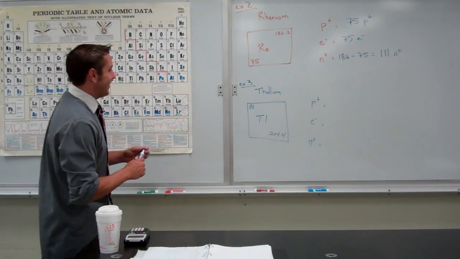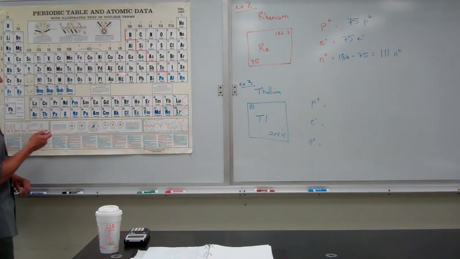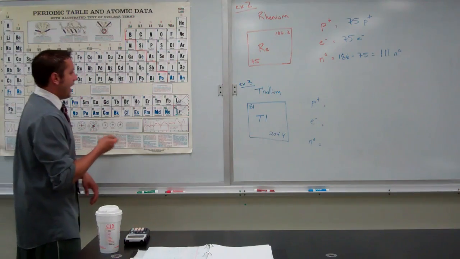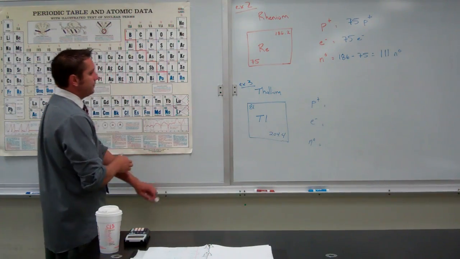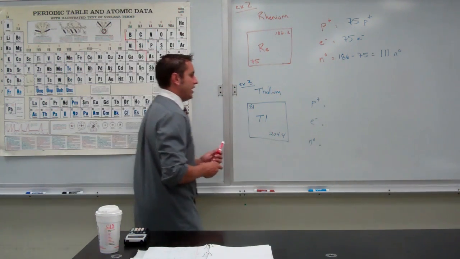How about we look at something like thallium? Thallium is right here on the table. Tl. Its numbers are 81 and 204.4. So the protons would be equal to the whole number, which is 81.